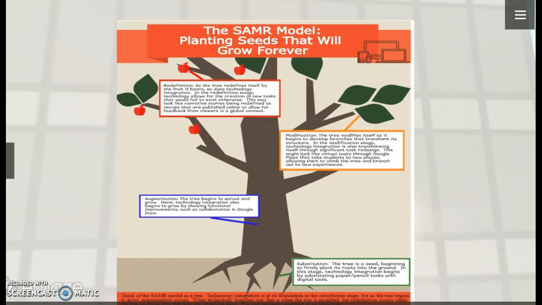The next step being augmentation, where that tree would begin to sprout and grow. So here technology integration also begins to grow by showing functional improvements such as collaboration in Google Docs.